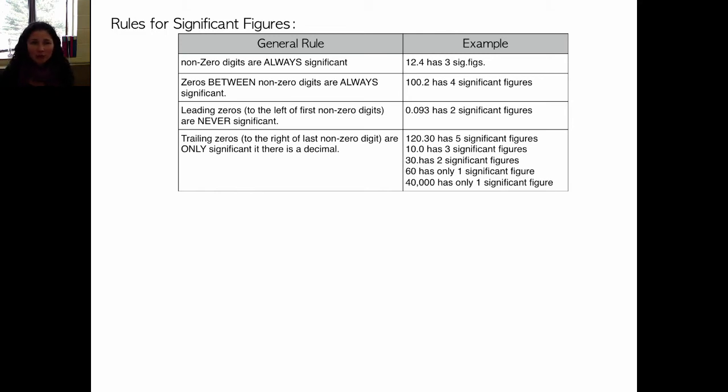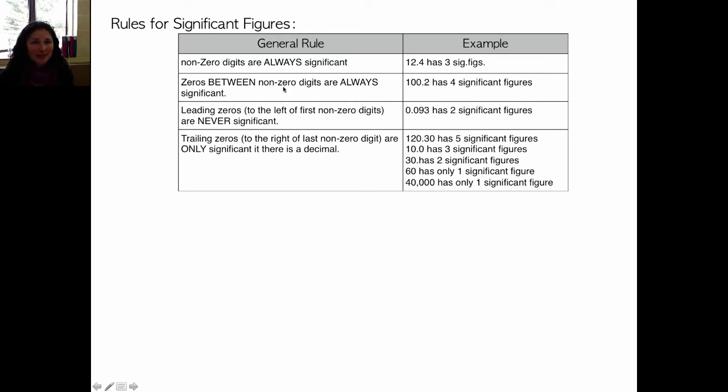So here are the general rules. In general, anytime you have a digit that is not a 0, it will always be significant. So here's an example. These are all non-zero digits in 12.4, and that means that all of these digits are significant. So since there are 3 digits, there are 3 significant digits or 3 significant figures.